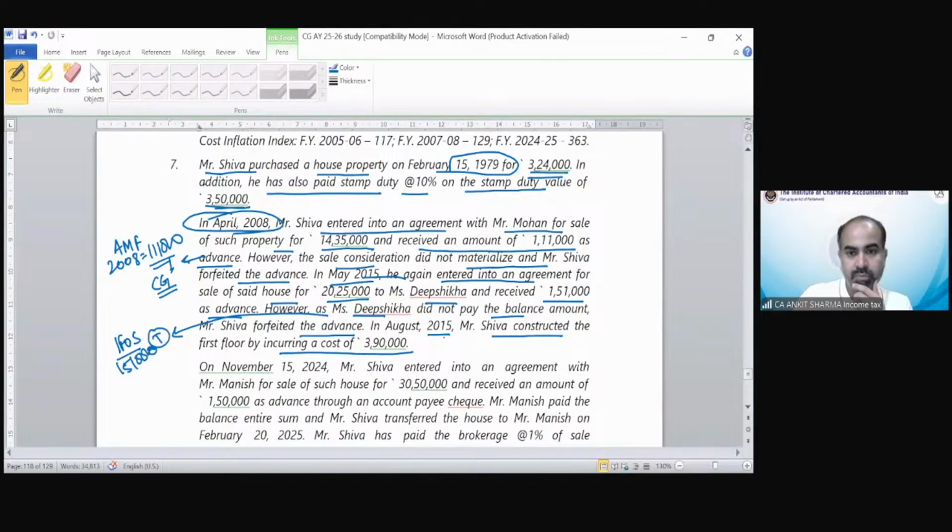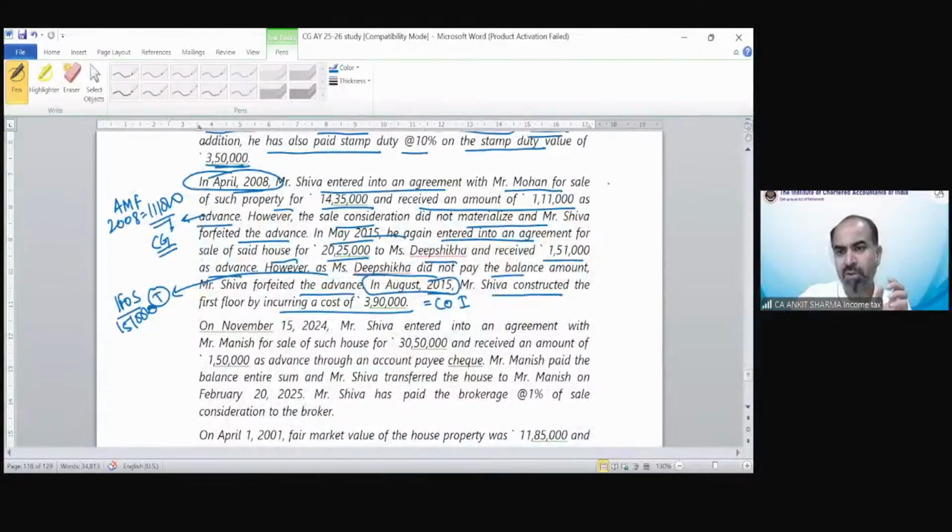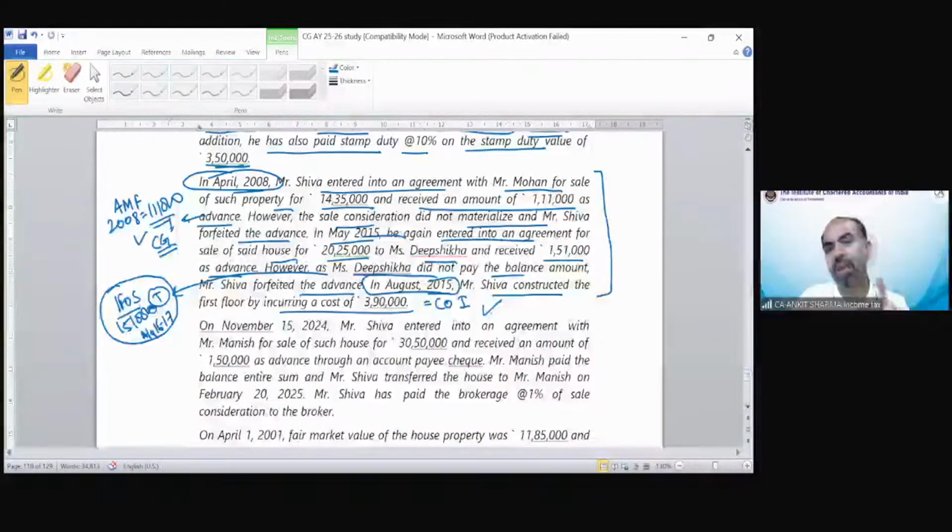Clear? In August 2015, this is your cost of improvement: 3,90,000. So you can see in this paragraph, there were two advance money forfeitures and one cost of improvement. Out of that, the income from other sources is not going to affect my solution in assessment year 25-26, because it was already taxed in previous year 15-16, that means assessment year 16-17. The cost of improvement is going to affect my capital gain.